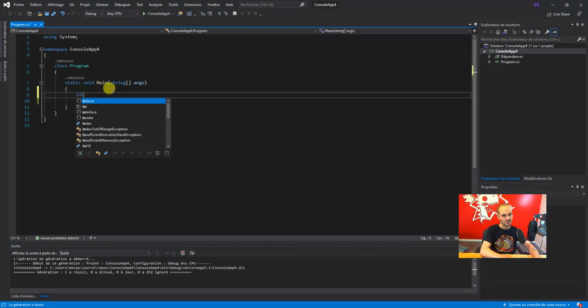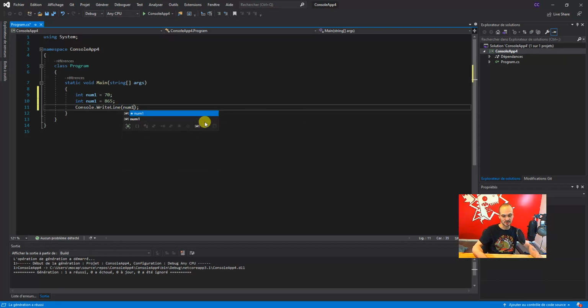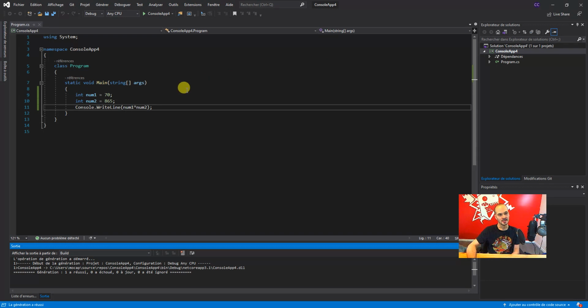So if you want to do integers, int num1 is equal to 70, and int num2 is equal to 875. You can do the same. So you can take num1 times num2. I said num1 two times, that's not a good thing, so I'm not hooked up yet. There we go, and you're going to have the result right here. So you can do this with basically everything. It's as easy as it gets.